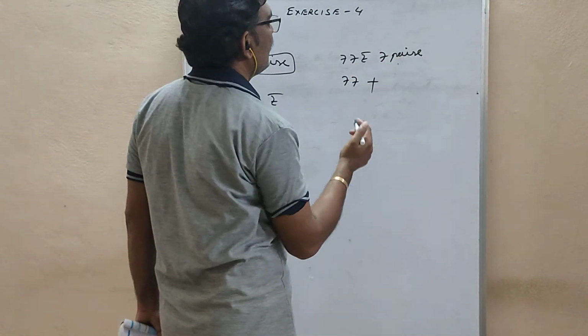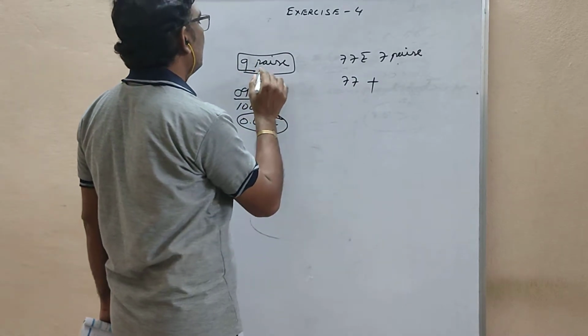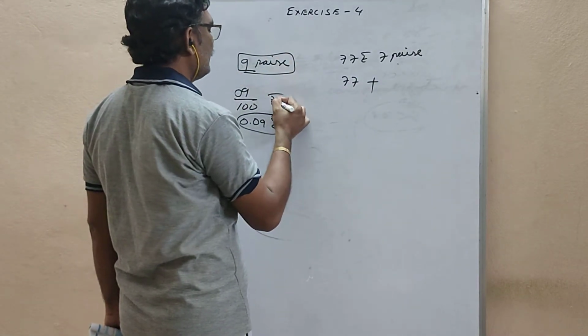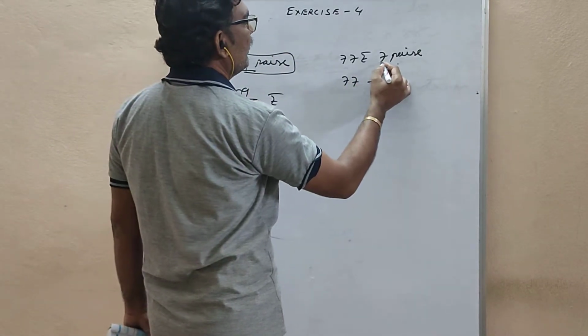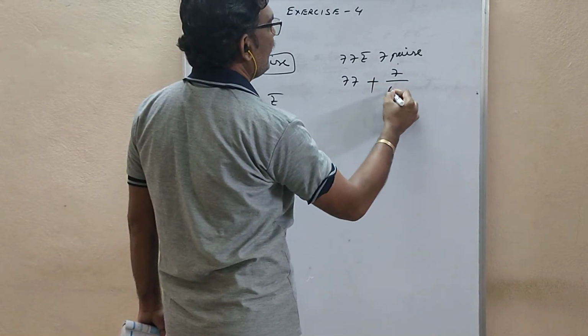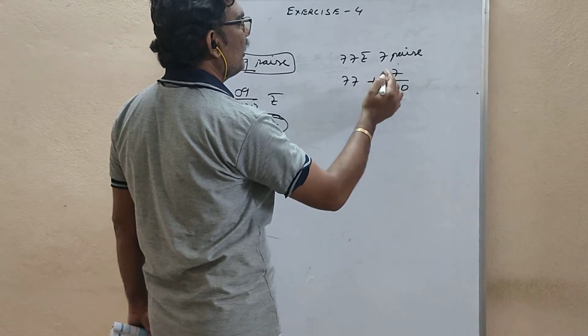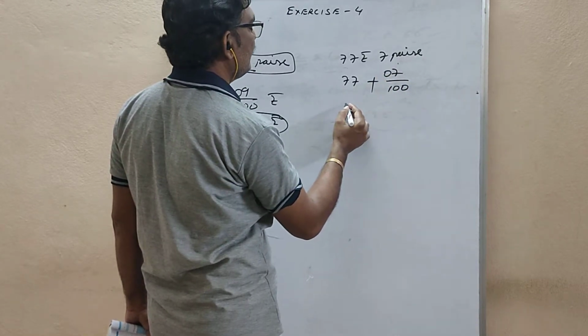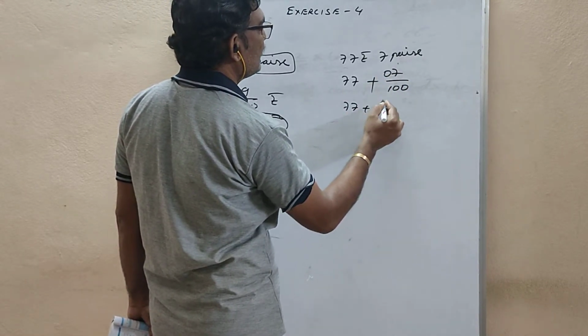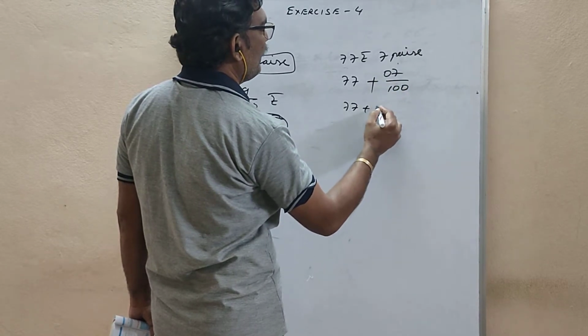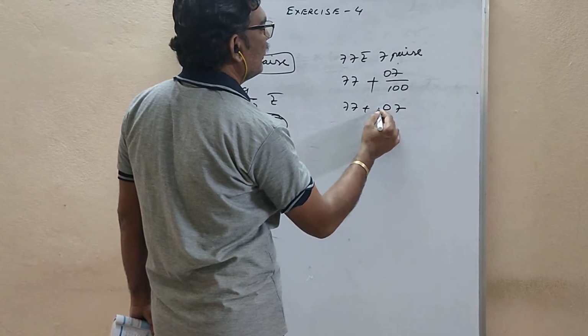7 paise, sir. 7 paise means, just now I said, if you want to convert paise into rupees, divide by 100. Here what number is there? 7 is there. Divided by 100. So 2 zeros are there, 2 digits before you have to keep a point. So you have to keep 07. 77 plus 07, before the point if you keep it, 0.07.